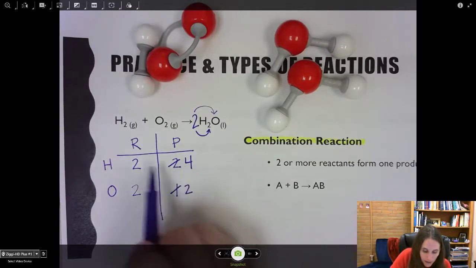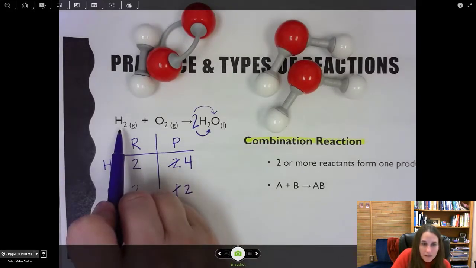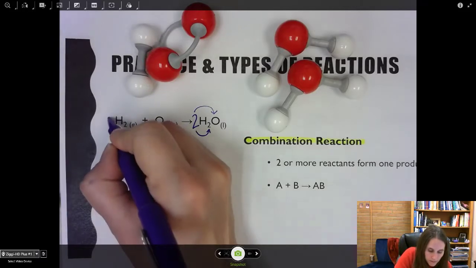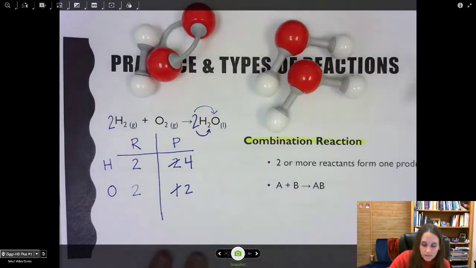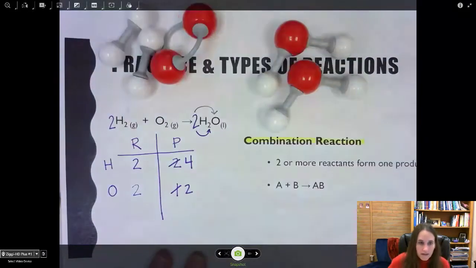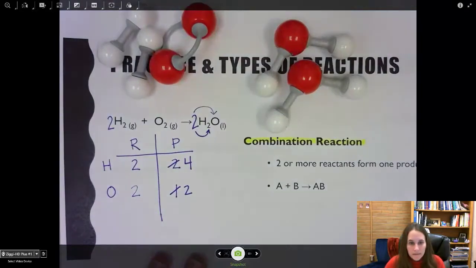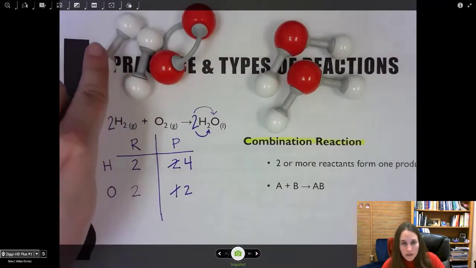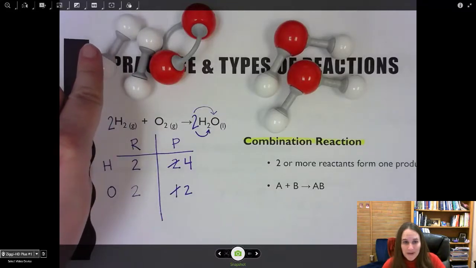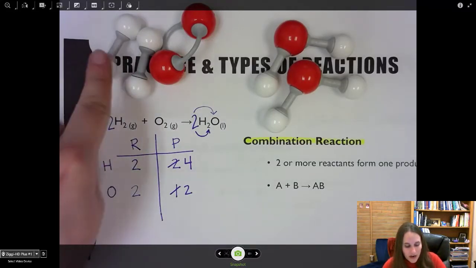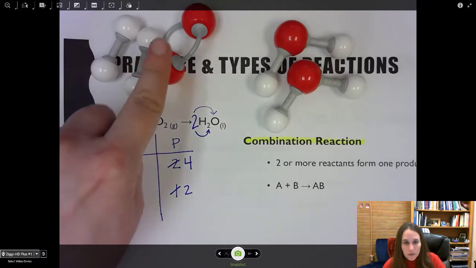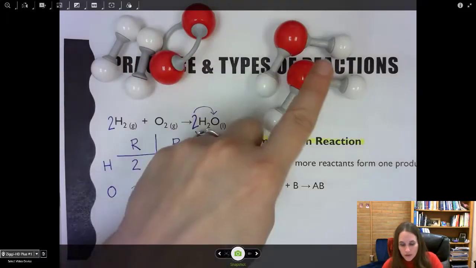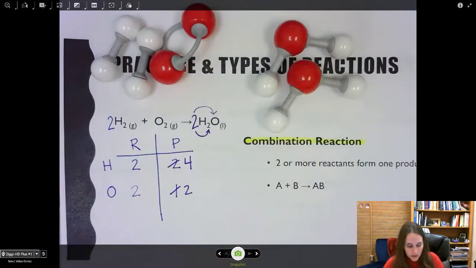So how do I get this number to be 4 hydrogen atoms when it started off as 2? I need another hydrogen molecule. So 2 hydrogen molecules, sorry, I used the word atom and molecule incorrectly there, 2 hydrogen molecules can react with 1 oxygen molecule to create 2 water molecules.